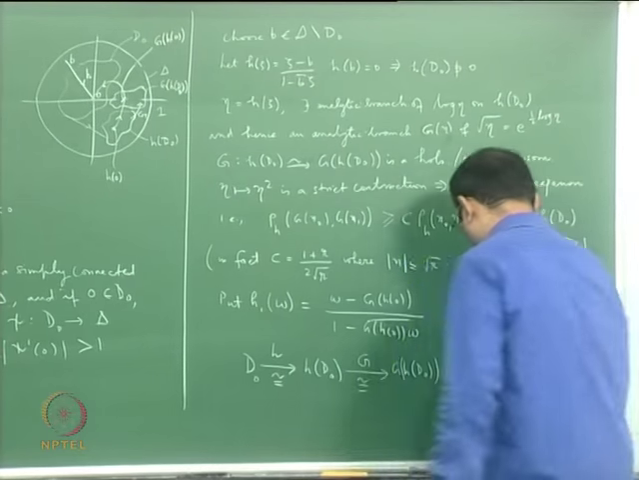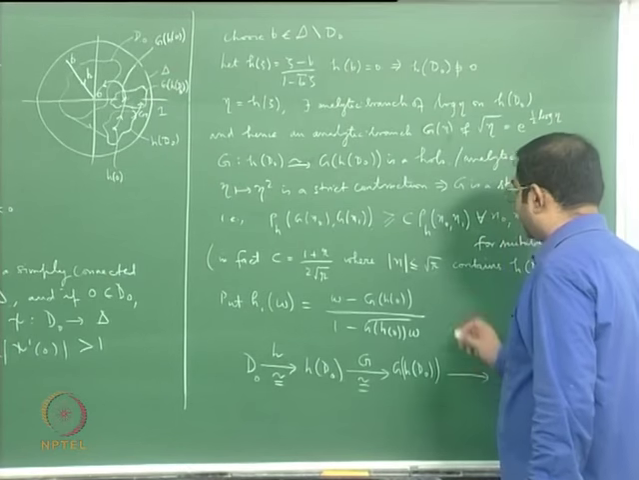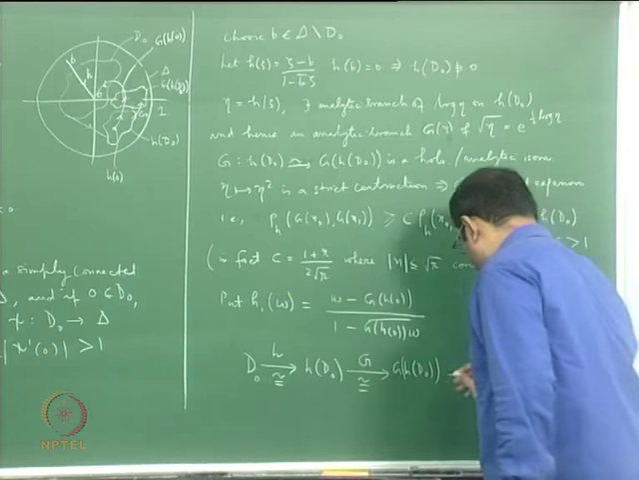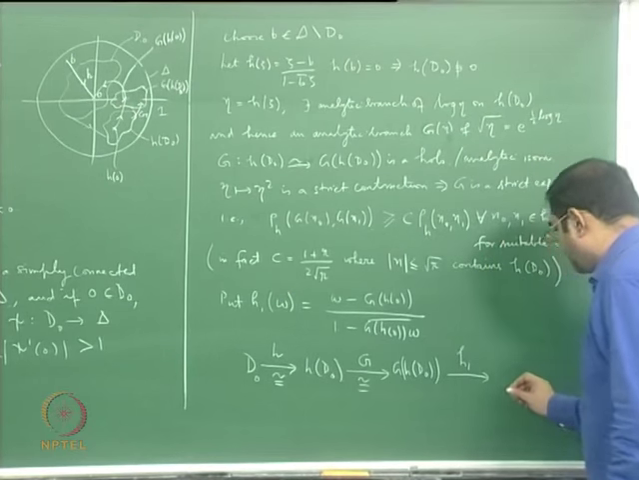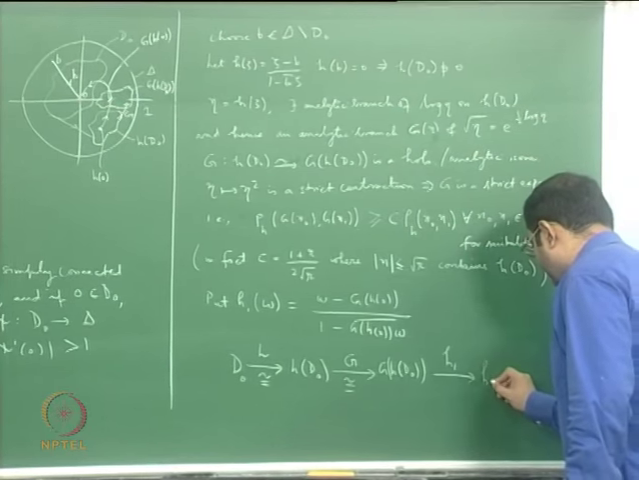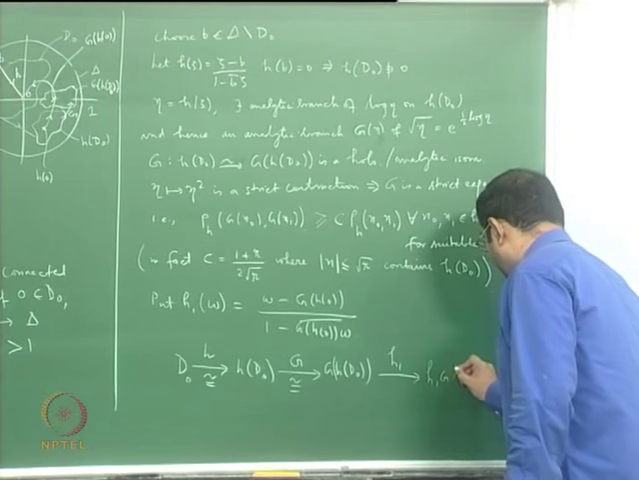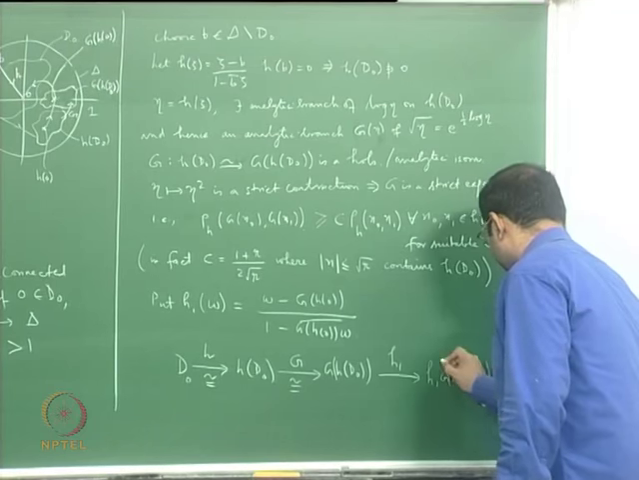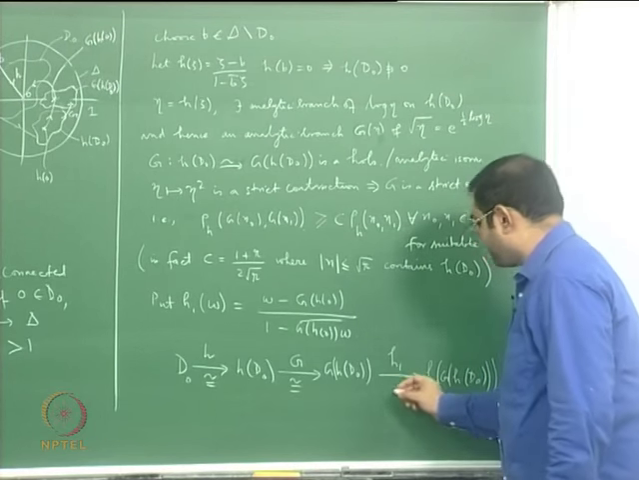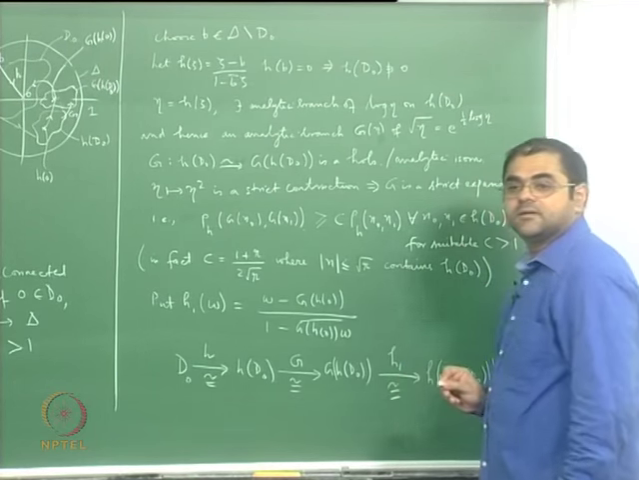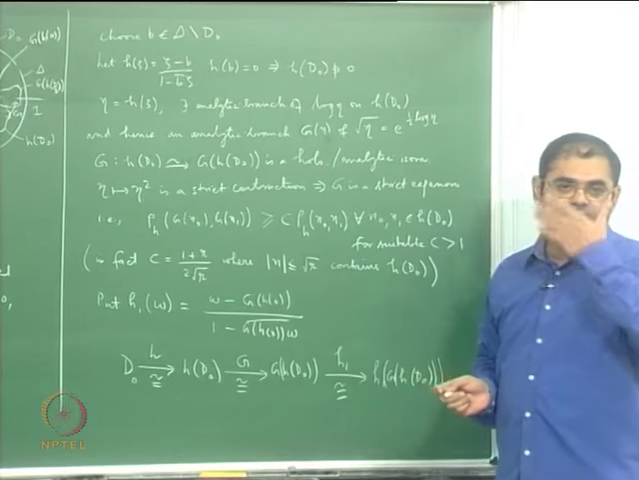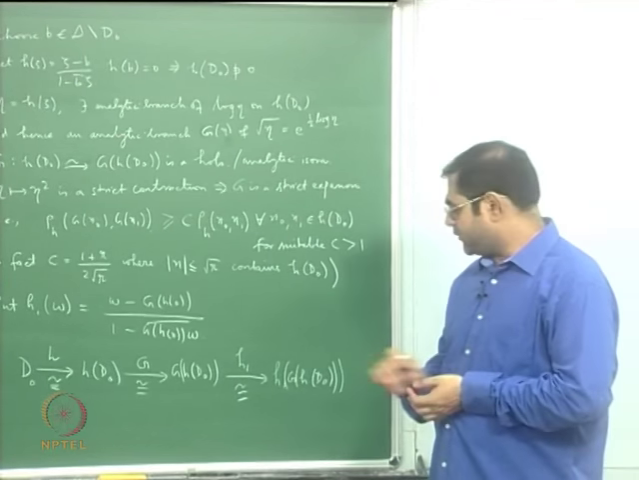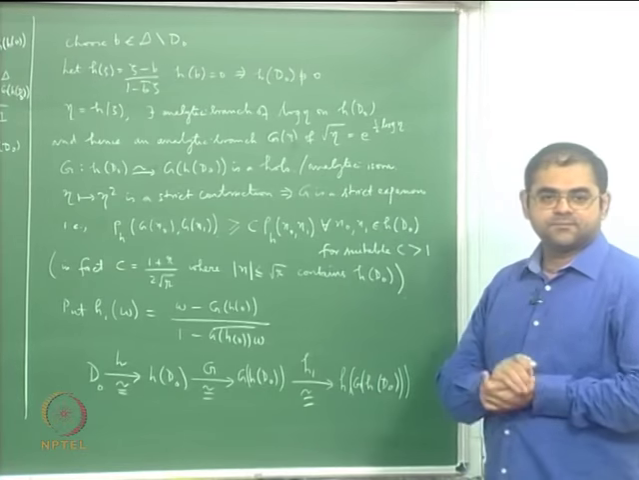And then I have applied this h1 that goes to h1 of g of h of d0, and mind you h1 is also an isomorphism because h1 is an automorphism of the unit disk, it is also injective, so it gives an isomorphism from this to this, okay.